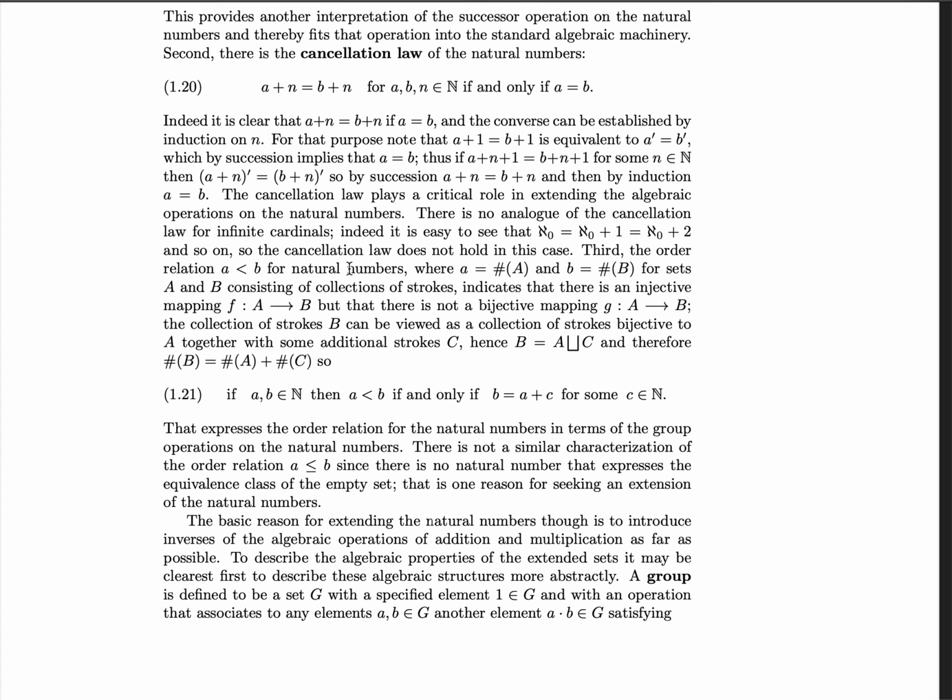Therefore, if a plus n equals b plus n for some n in the natural numbers, then a plus n plus 1, the successor of a plus n, is equal to the successor of b plus n. So by the successor property, a plus n is equal to b plus n. And then we can induct over all n, and we get a equals b. This is very important for extending algebraic operations on the natural numbers into a more complex structure.